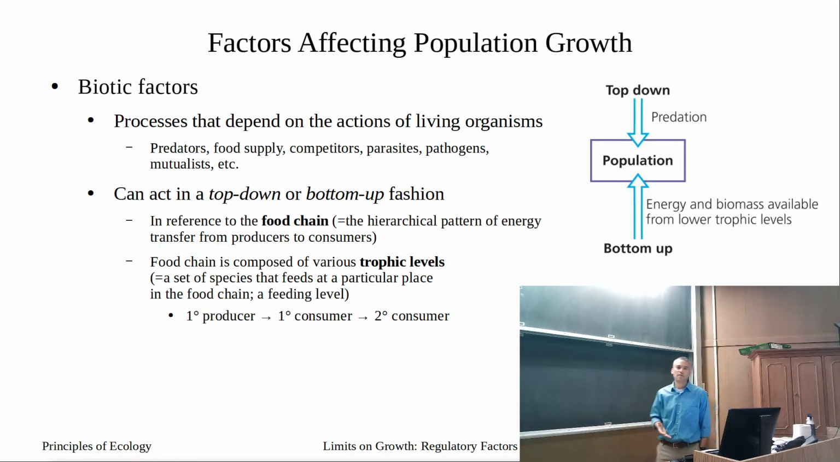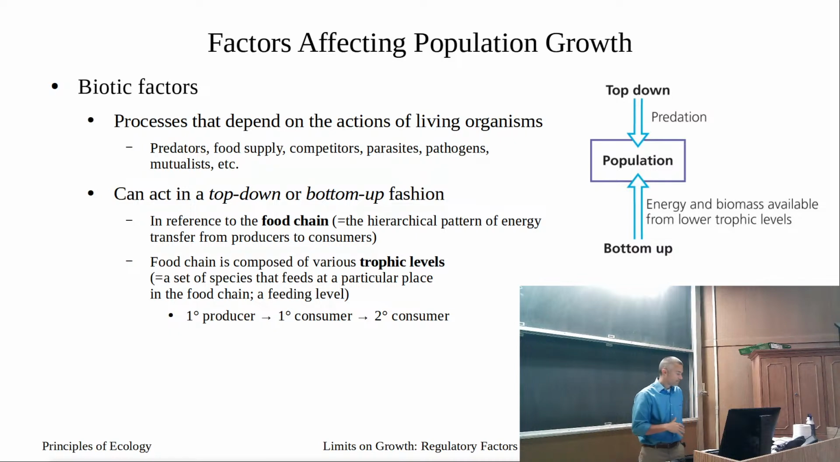In reality, it's probably more like a web, where you have your plant that could be consumed by multiple different herbivores, who could then be consumed by multiple different predators, and you've got this intricate web of all of the interactions. But it just doesn't change the fact that we can label various trophic levels on that web. So a trophic level is a set of species that feeds at a particular place in the food chain.